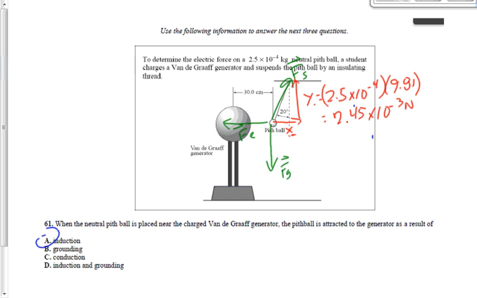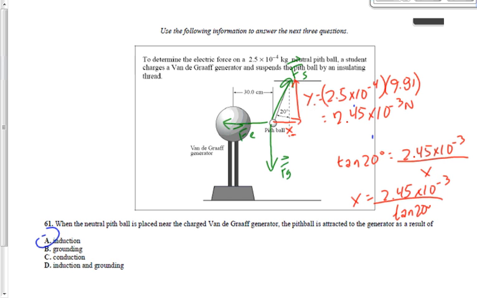If that's the y component, I can turn around here and say tan 20 degrees is equal to the opposite side, 2.45 times 10 to the negative 3, divided by the adjacent side, which is x. X is equal to 2.45 times 10 to the minus 3, divided by tan 20 degrees. That gives me the x component of the force of the string, which is the exact same value as the electric force. Does that make sense?